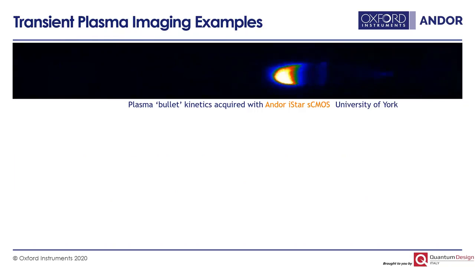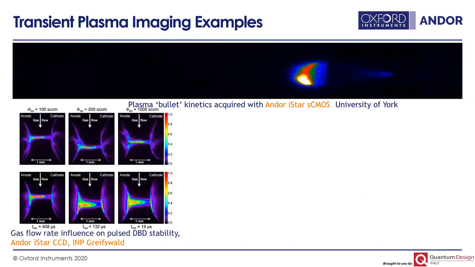Obviously I've talked about this plasma bulk kinetics example. But for instance, here I have an example of a transient dielectric barrier discharge experiment that was looking at how the emission profile of the plasma changes with gas flow, and you can see how well it's managed to be resolved.